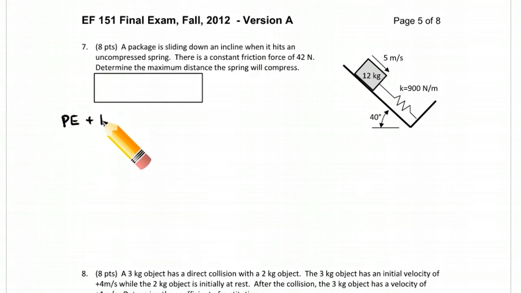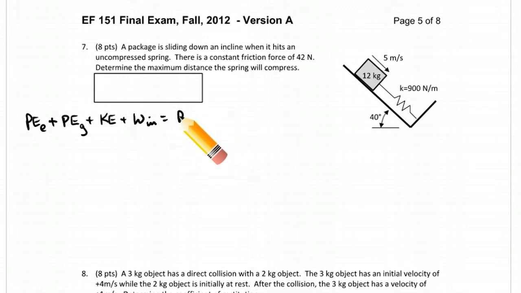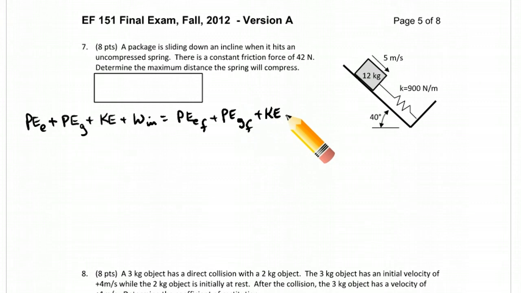this form: potential energy, kinetic energy, gravitational potential energy, elastic, plus kinetic energy plus work in is equal to potential energy, elastic final, gravitational final, kinetic energy final, plus losses. So that's how we're going to account for everything.